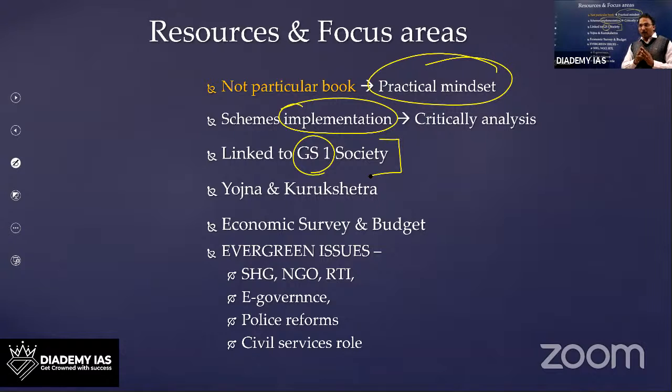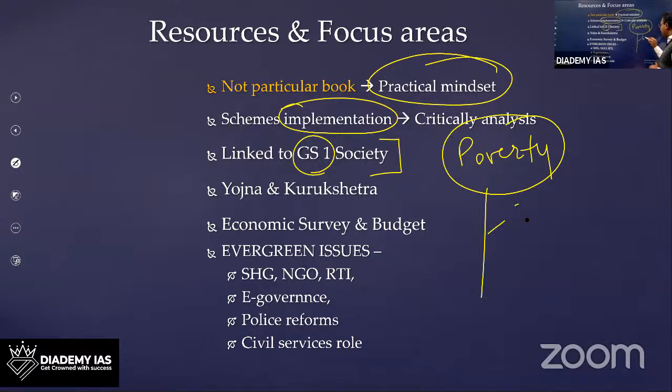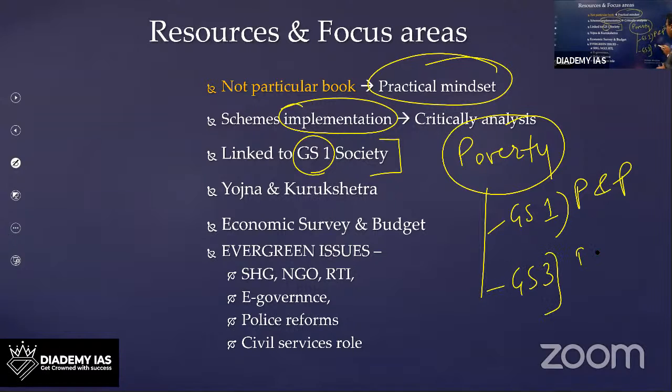If you are preparing a topic, for example poverty, then you should see that the question also comes in GS paper 1: what is the linkage between population and poverty? The question also comes in GS paper 3: what are the reasons of poverty? In GS paper 2, they're asking why the government schemes are not successful in eliminating poverty.